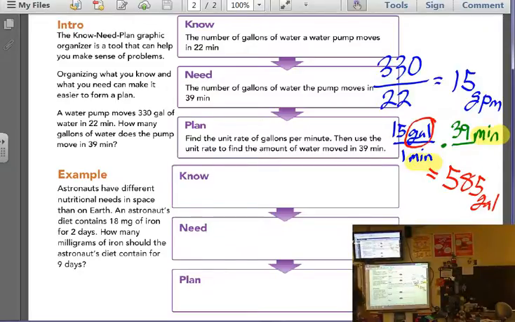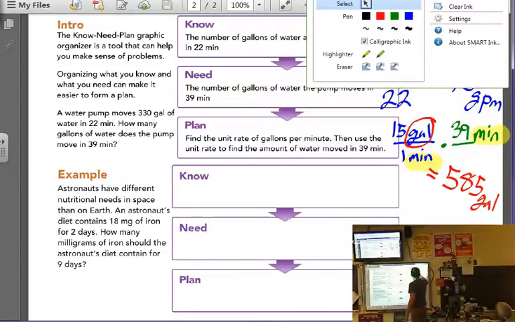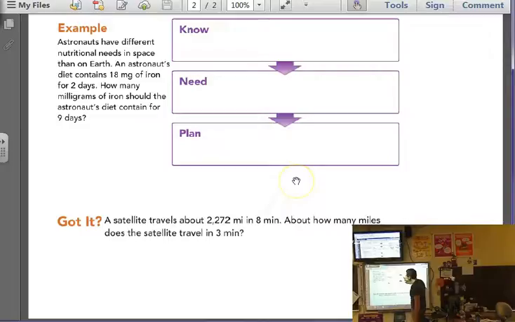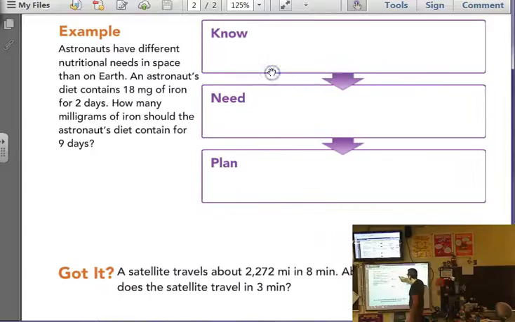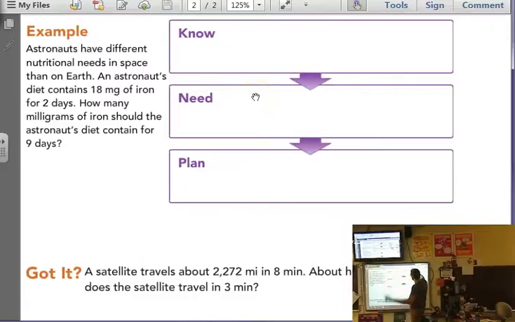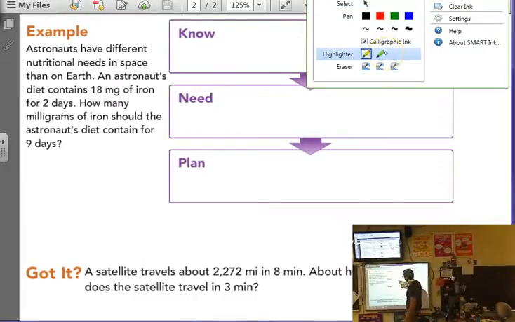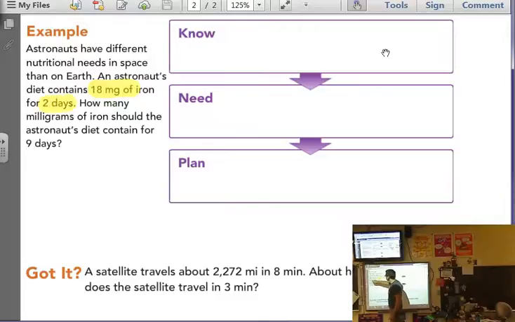So I want you to try the example here on your own, astronaut one. If you haven't seen it yet, you should watch the movie The Martian with your parents' permission, because there is some adult-esque language, but it's a great spacey movie if you're interested in space. If an astronaut's diet is supposed to contain 18 milligrams of iron for every 2 days, how much iron would he need for a 9-day trip?